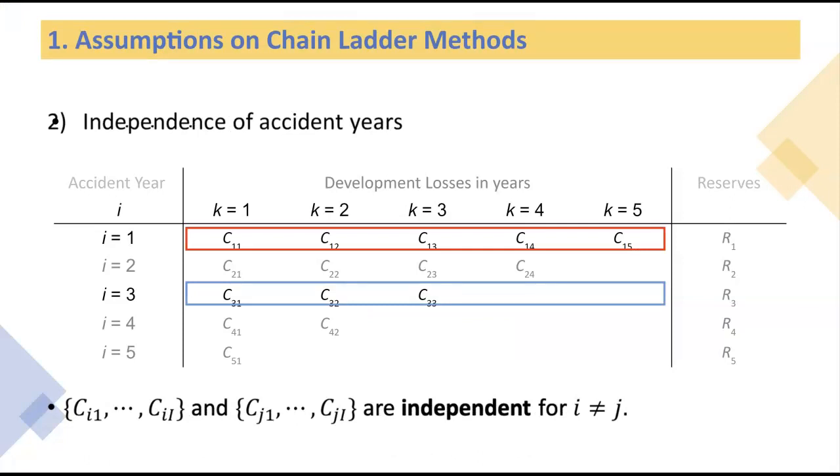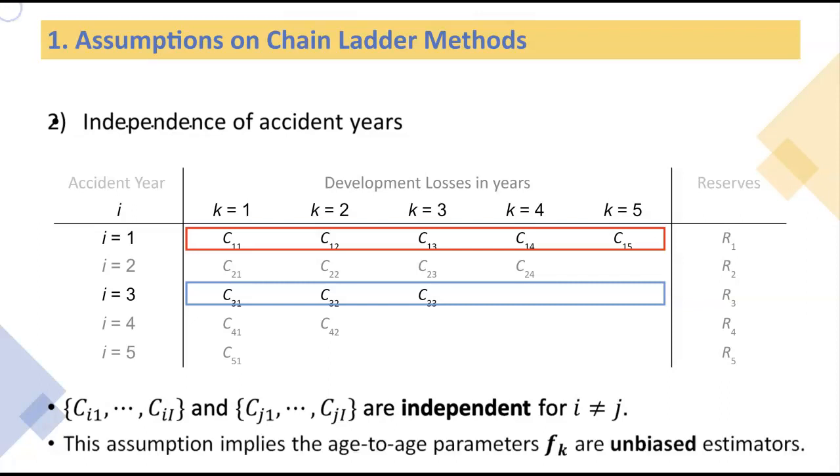The lack of connection between successive claims amounts leads to the second implicit assumption, that each accident year is independent of each other. Thus, the total claims amounts for a given accident year are also independent. A consequence of this independence assumption is that the age-to-age factor is an unbiased estimator, which works in favor of the actuary to predict ultimate loss with greater accuracy.